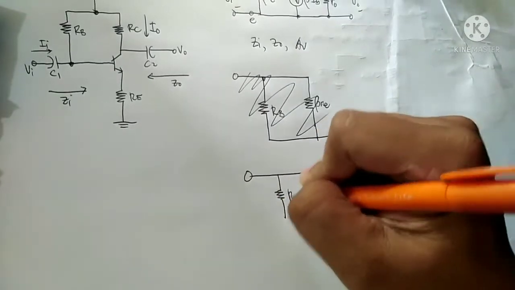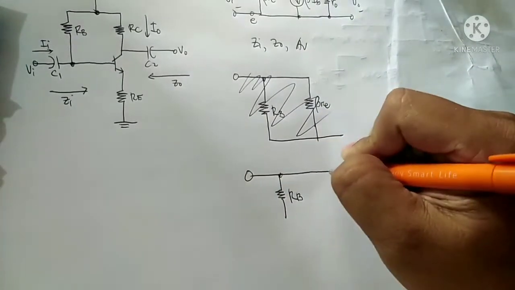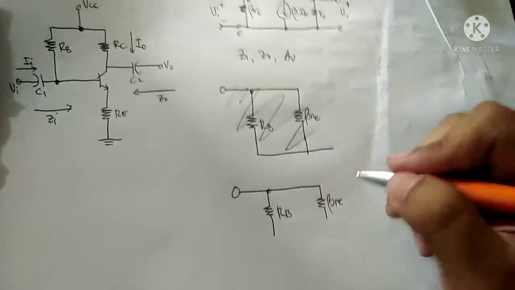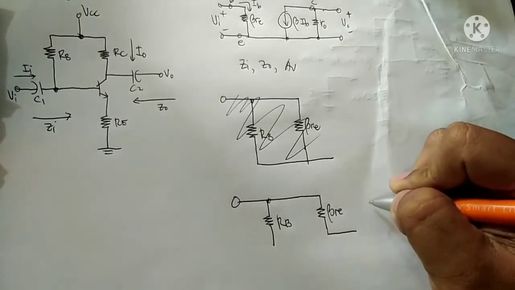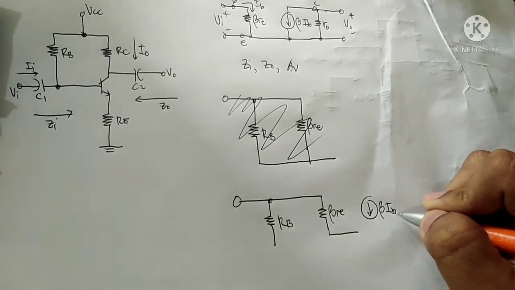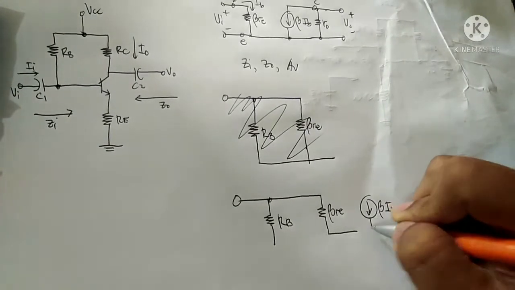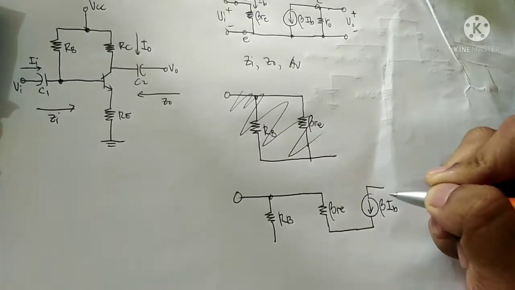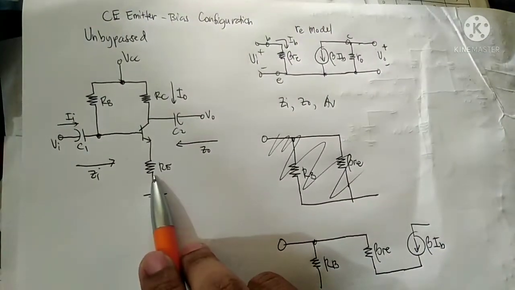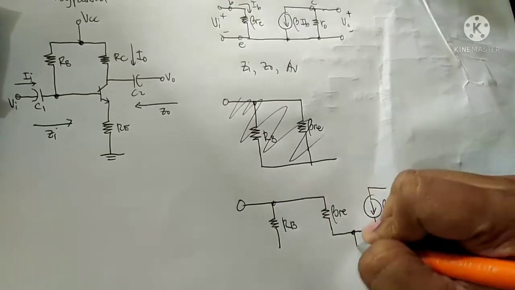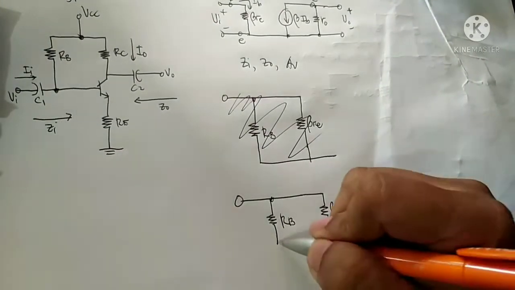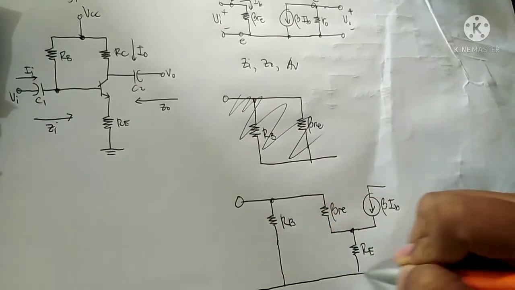So RB, and this will be beta re. And then the current source, this will be beta ib, small letter b, meaning this is in the AC analysis. So this is the re model. Since there's an emitter resistor, we're going to put RE in this terminal, where RB is connected to ground.